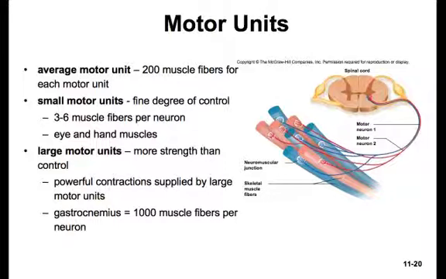In a small motor unit, we may only see 3 or 6 muscle fibers per neuron. In the hand muscles, for example, we need a very fine degree of control, and the muscles around the eye, we also need a fine degree of control. In some of the largest motor units, like that operates the gastrocnemius, there are 1,000 muscle fibers per neuron. These contractions are very powerful and thus need to be supplied by large motor units. They don't require a lot of fine control.